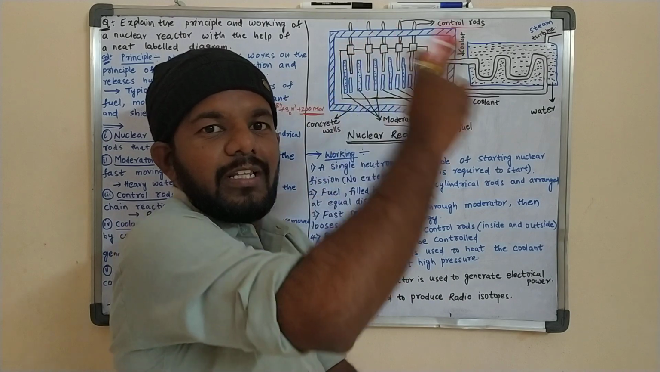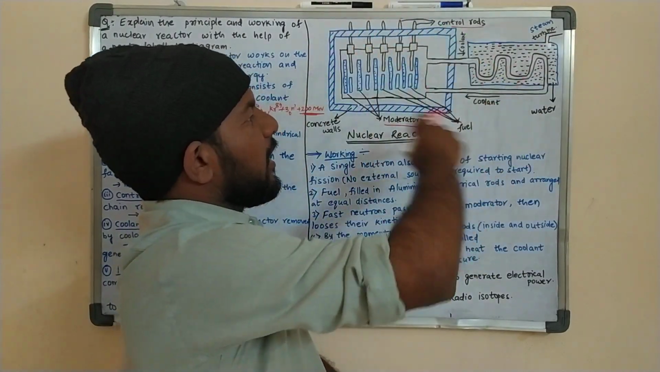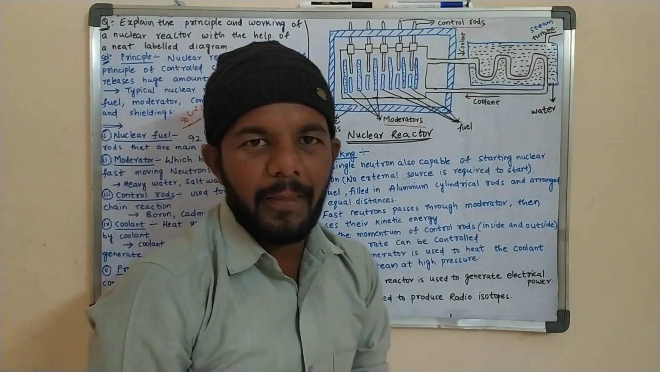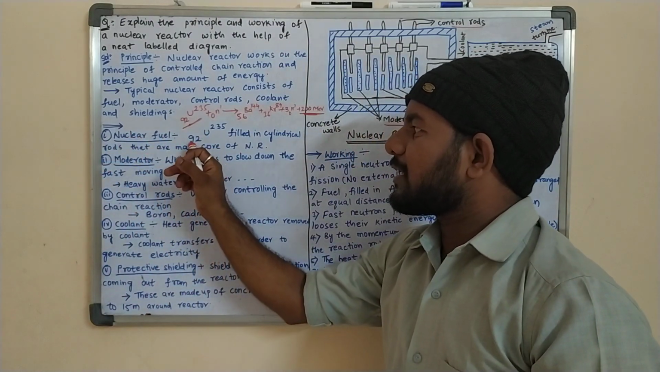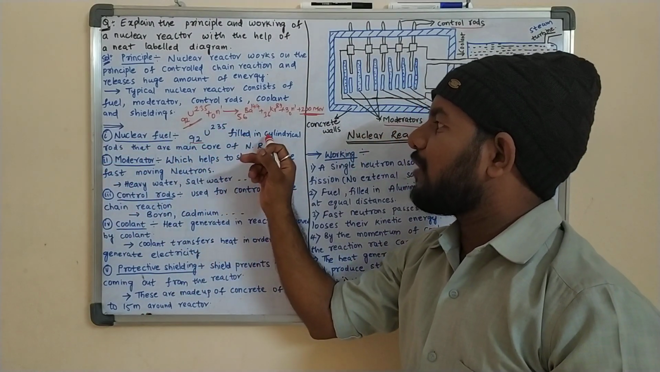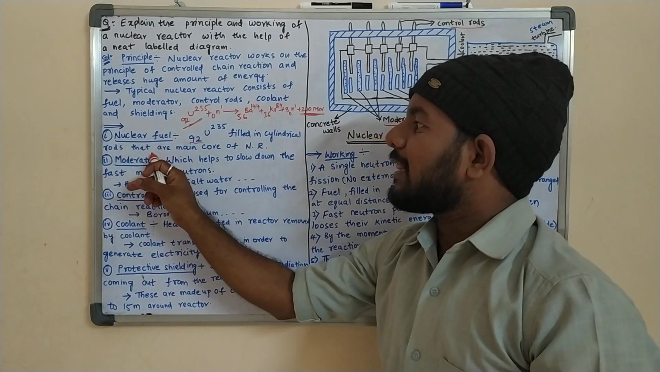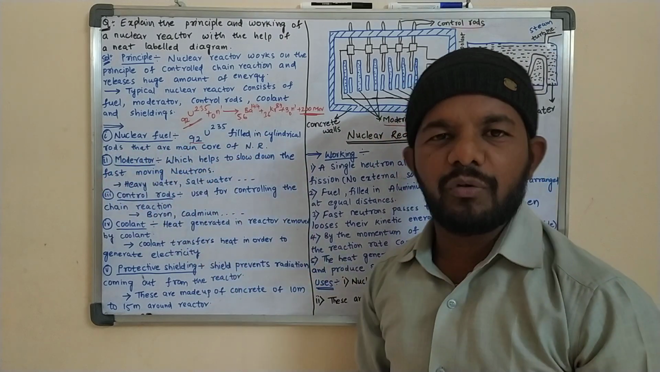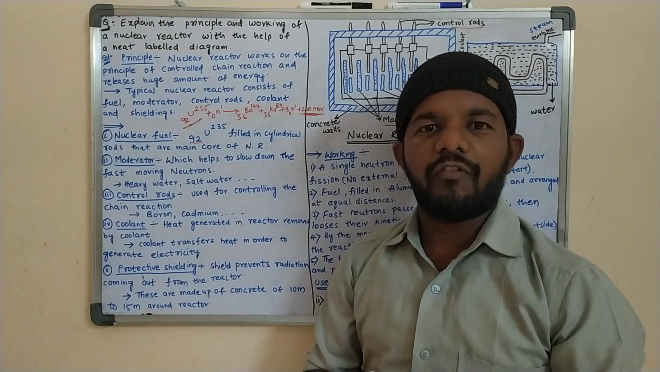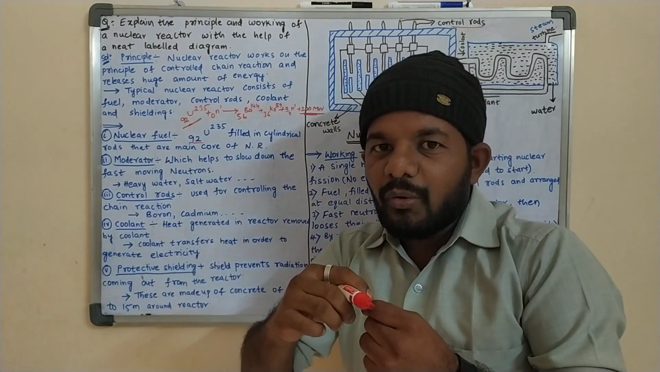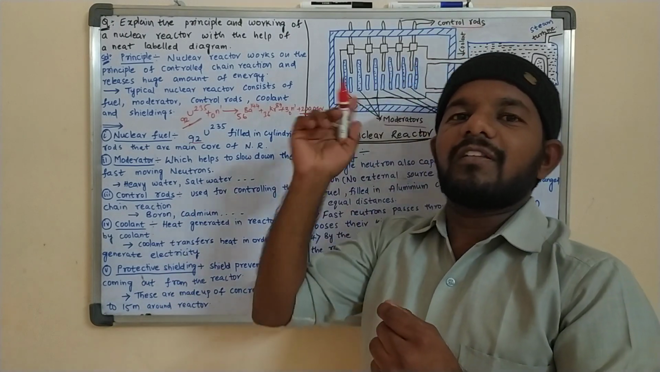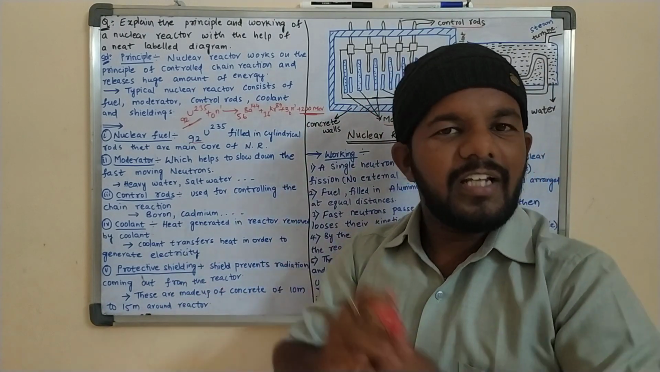Okay, so this is a repeating process. One by one I'll discuss. Nuclear fuel is nothing but uranium-235 (atomic number 92) filled in cylindrical rods, which are the main core of the nuclear reactor. When a neutron collides with uranium, nuclear fission occurs in the reactor, and we get electricity.